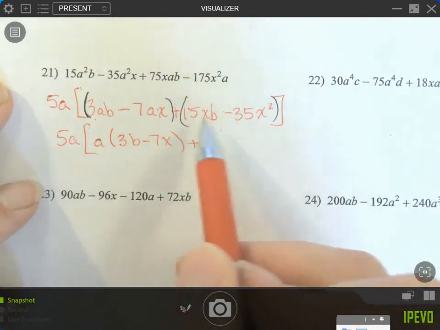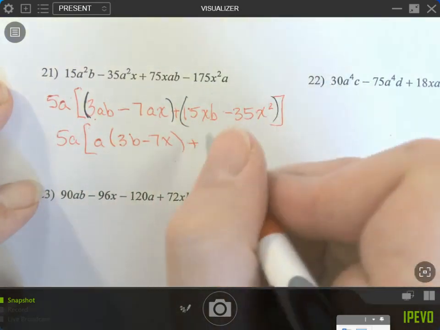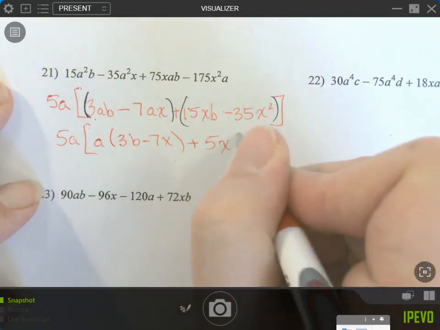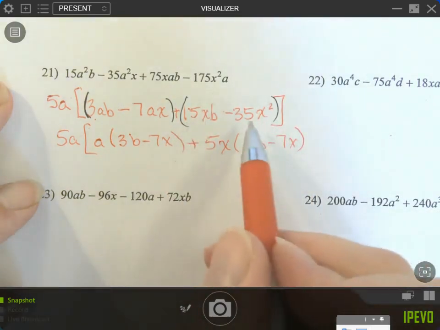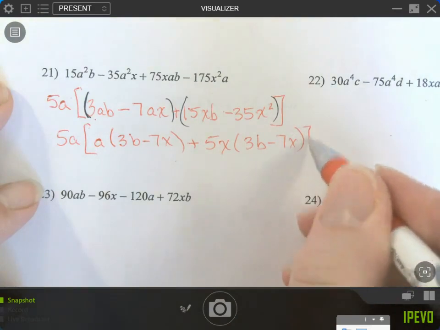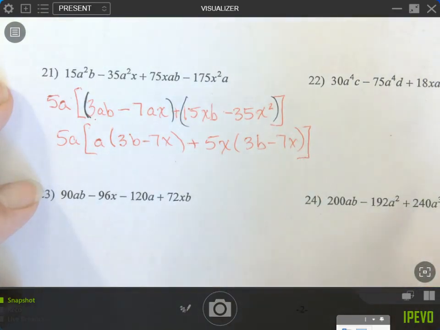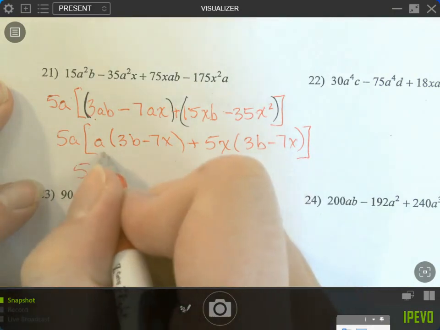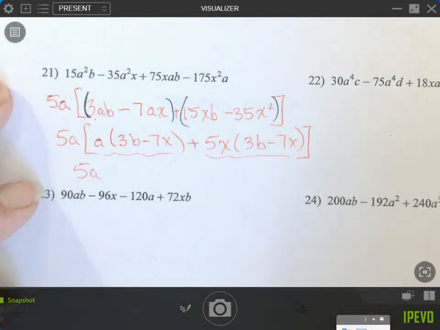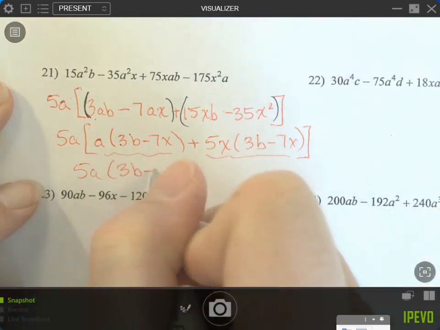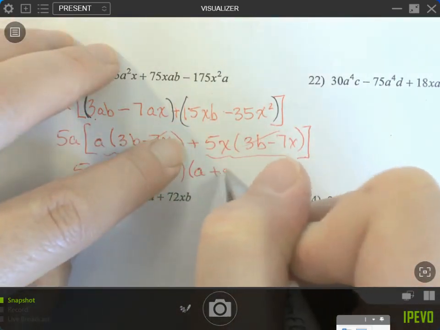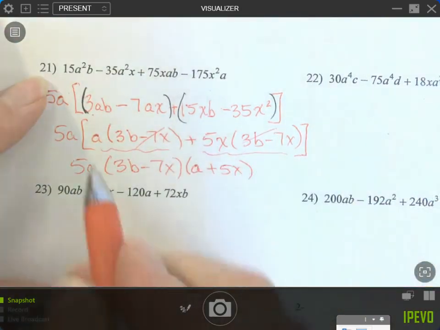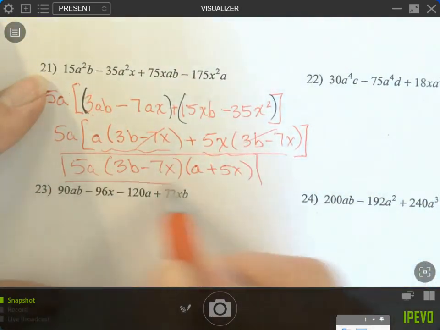What can I divide these both by? 5X. What's left is 3B minus 7X. Divide by 5, knock out the X. Divide by 5, knock out the X. All right, so I still have my 5A. Don't lose that. What do these two have in common? A 3B minus 7X. Take that out. I'd have to remultiply it by A and the 5X. If you want to keep the brackets on, you can, but I went ahead and dropped mine.